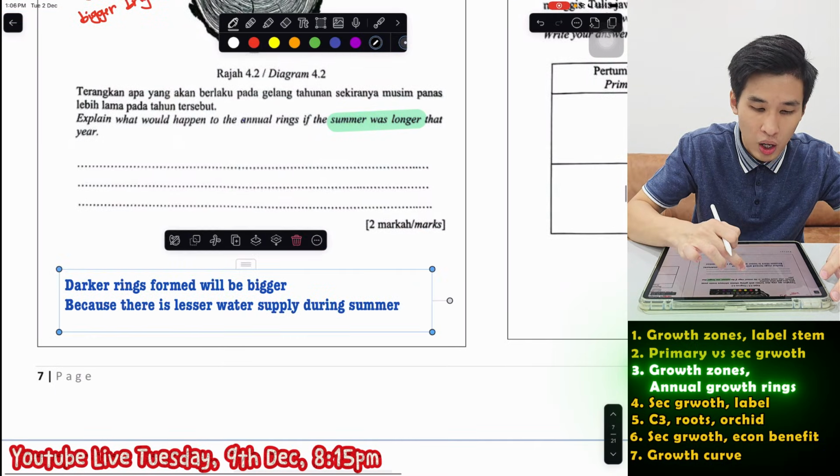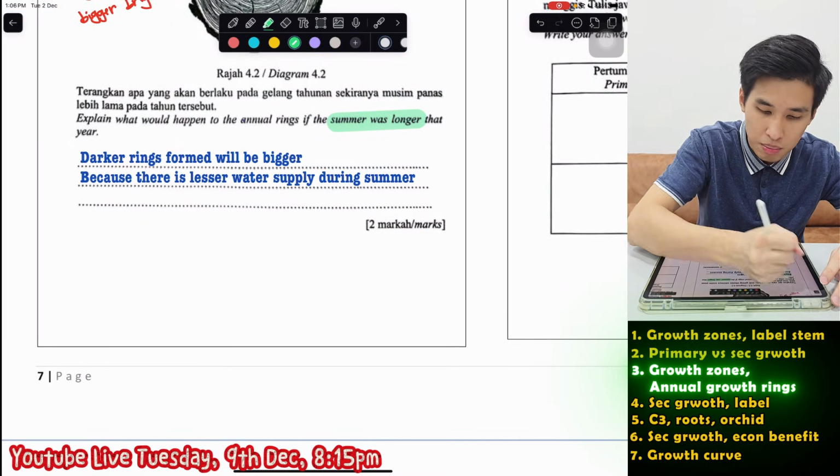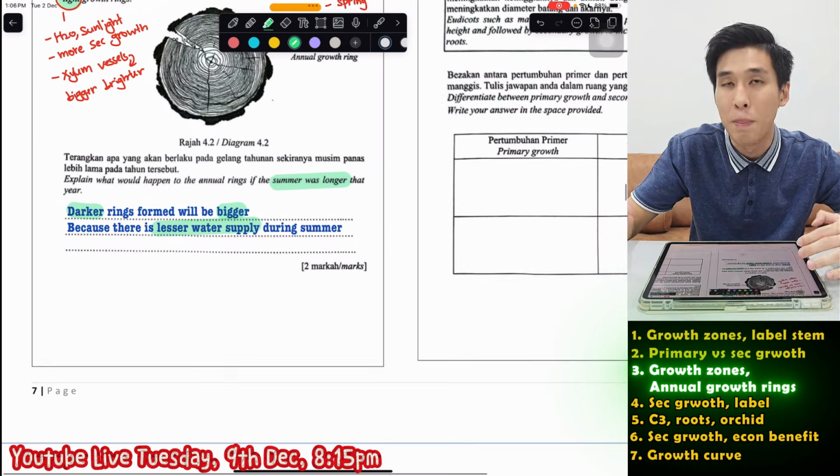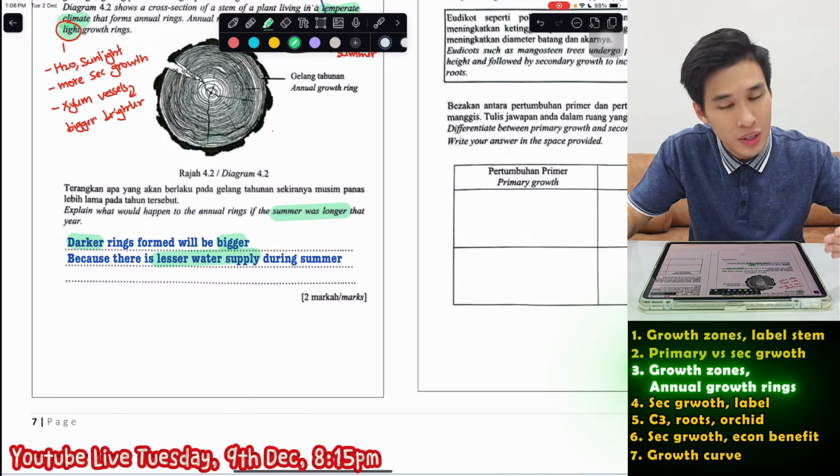Darker rings formed will be bigger because there is lesser water supply during summer. So that is the main reason. Understand? So that's the answer.